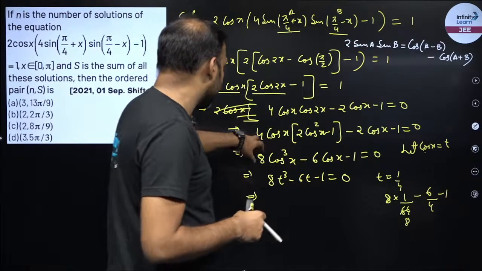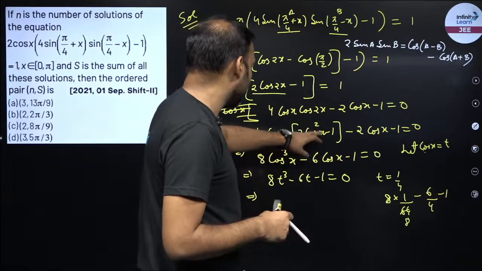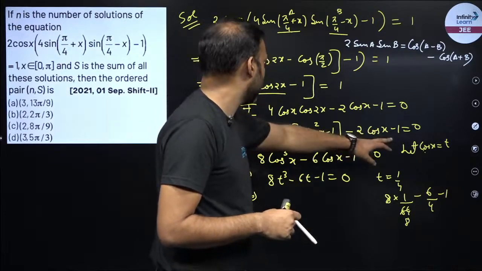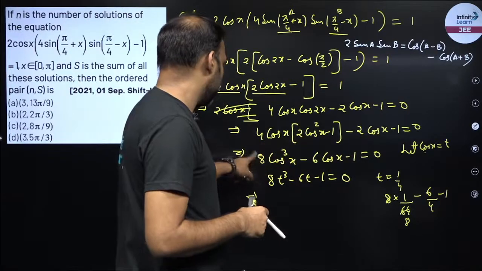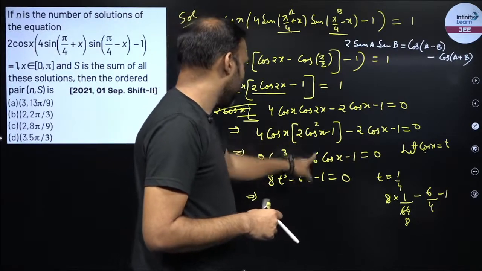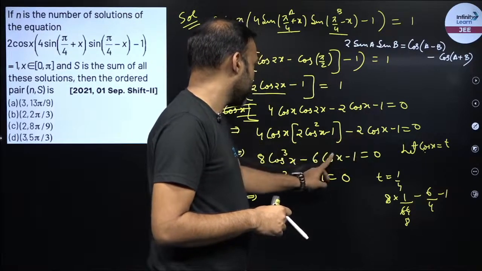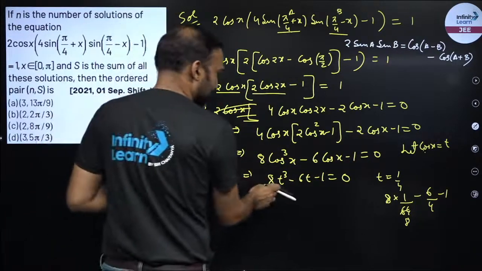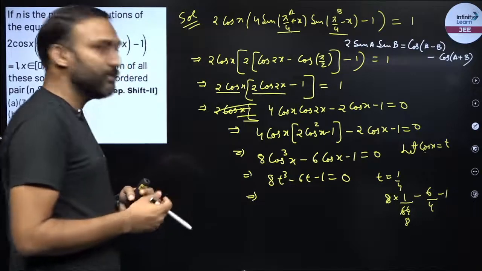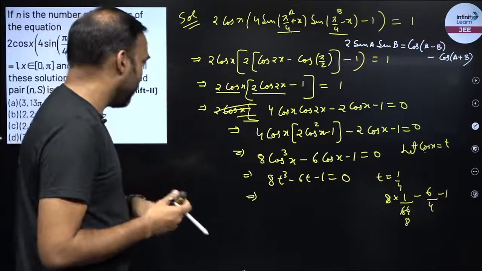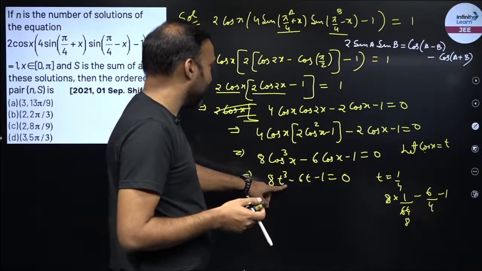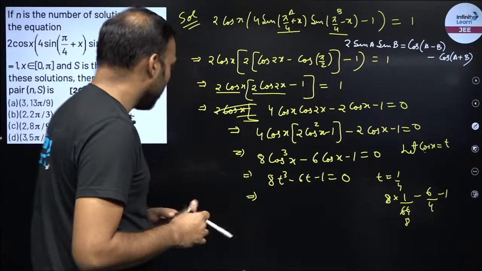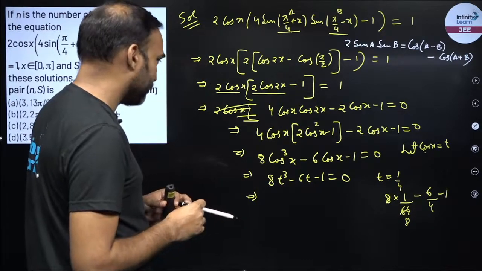Right, just give me a sec guys. 4 cos x into 2 cos square x minus 1, minus 2 cos x minus 1 is equal to 0. This becomes 8 cos cube x minus 4 cos x minus 2 cos x, that is minus 6 cos x, minus 1 is equal to 0. Yeah, we are absolutely correct till this stage. So 8t cube minus 6t minus 1 is equal to 0. Now we have to find out the number of solutions for this particular cubic, 8t cube minus 6t minus 1.